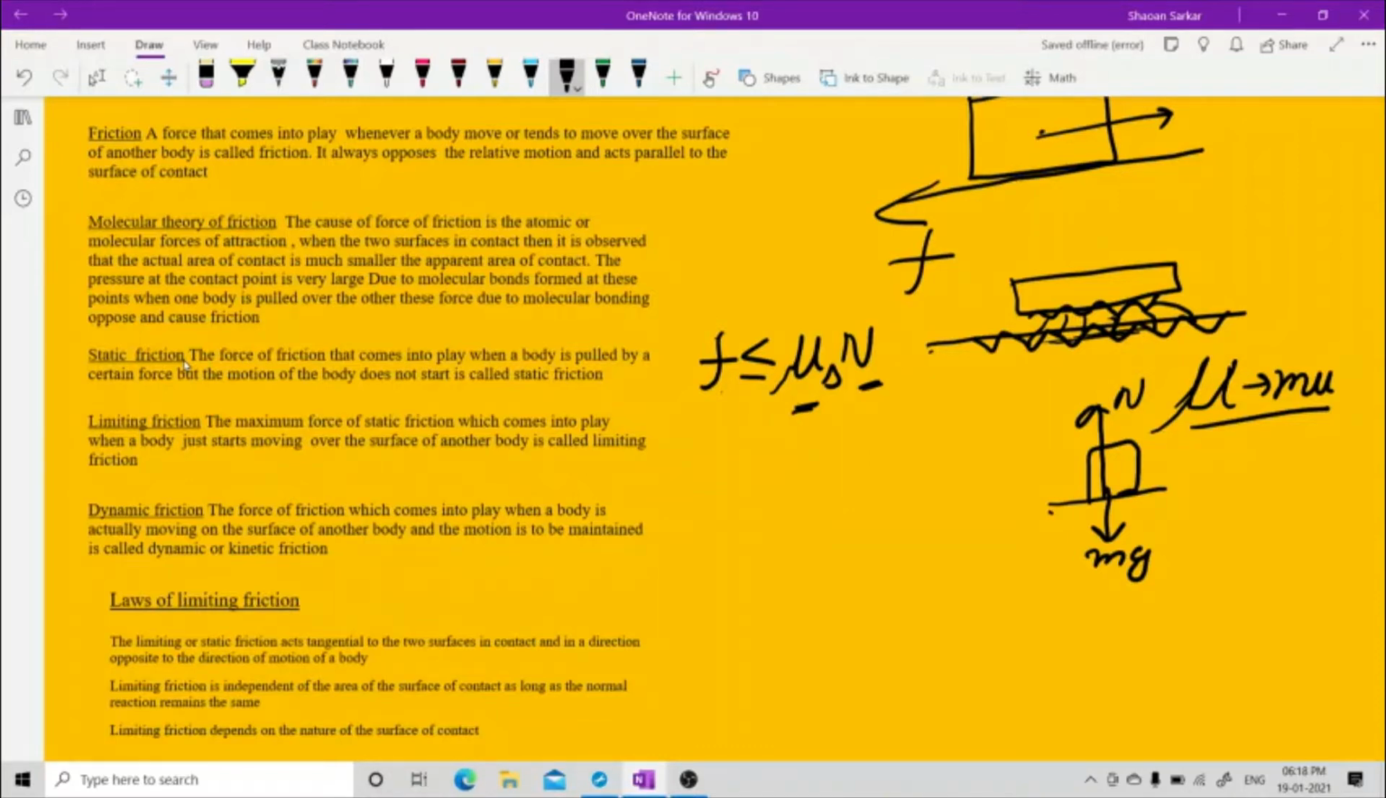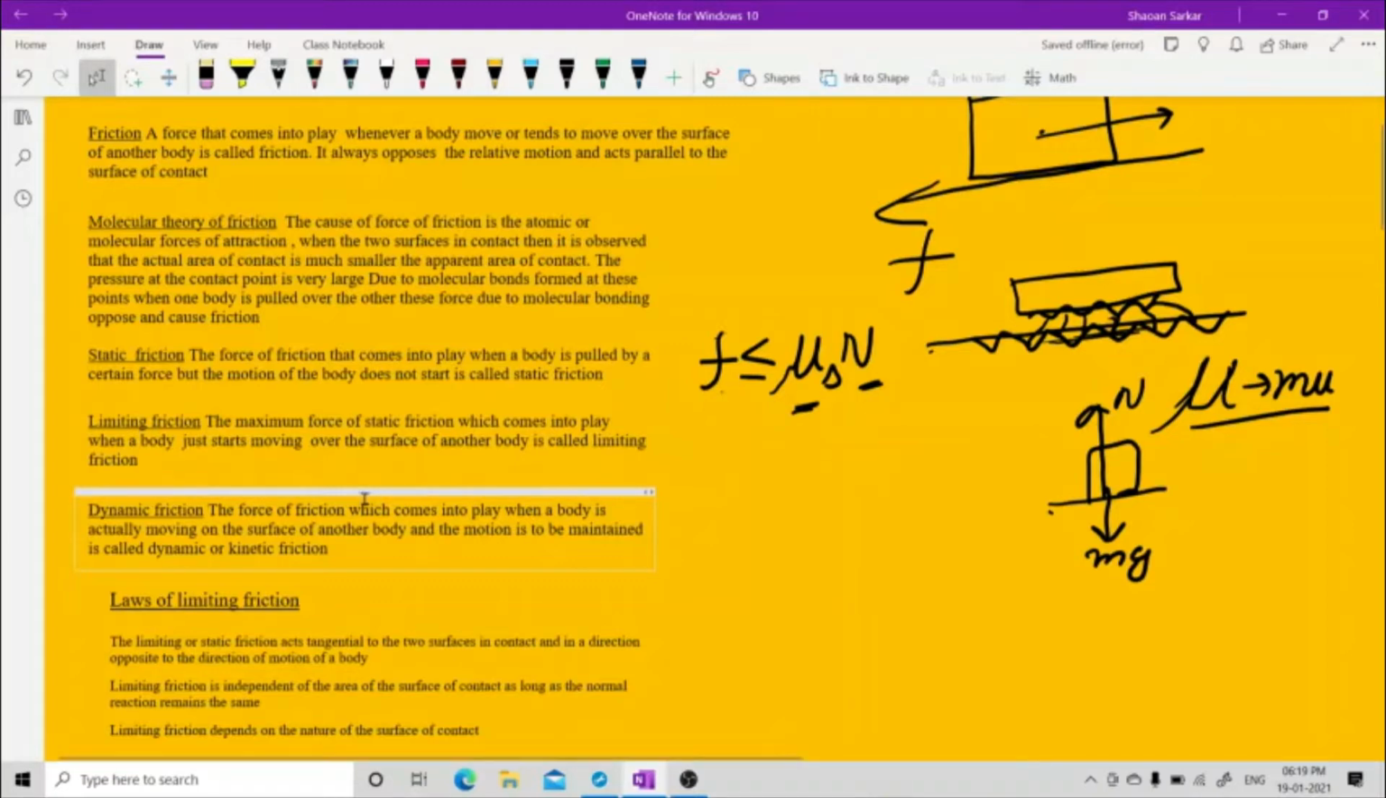What is limiting friction? The next part is limiting friction. The maximum force of static friction which comes into play when a body just moves over the surface of another body is called limiting friction. This is just the definition. What I need to tell you is something more than this. I need to show you how things are.